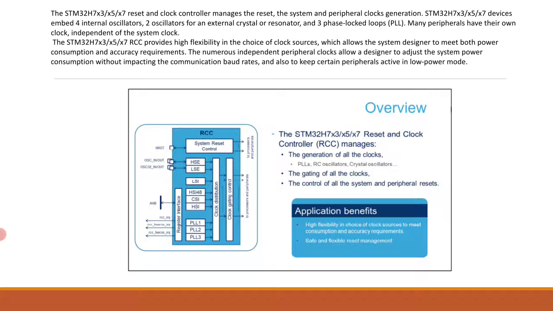The STM32H7 RCC provides high flexibility in choice of clock sources, which allows the system designer to meet both power consumption and accuracy requirements. The numerous independent peripheral clocks allow a designer to adjust the system power consumption without impacting the communication baud rates, and also to keep certain peripherals active in low power mode. So safe and flexible reset management without any need for external component reduces the application costs.